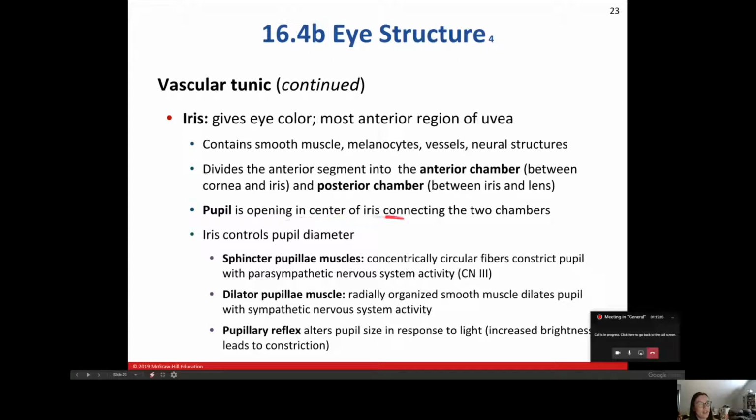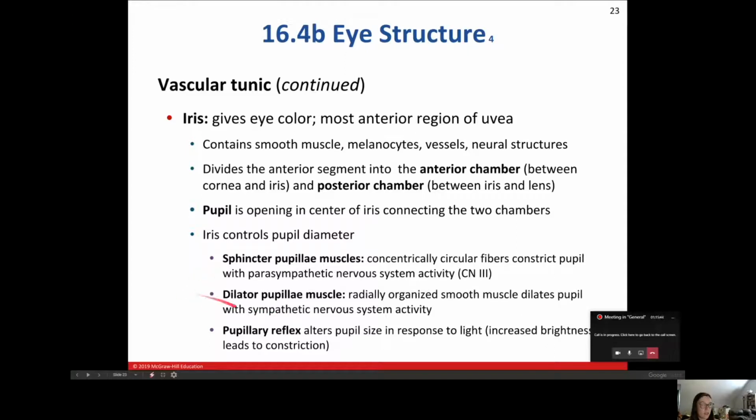And the pupil is the opening in the center of the iris that connects the two chambers. The iris controls your pupil diameter. It lets a certain amount of light into your eye, so this is pretty important. We have a couple of different muscles. The sphincter pupillae muscles are circular fibers that constrict the pupil, and they are parasympathetically innervated by cranial nerve 3. The dilator pupillae muscle obviously dilates the pupil. These are radially organized, sort of like the rays of a sun. That smooth muscle is going to dilate the pupil with sympathetic nervous system activity. So those are the two opposite effects.